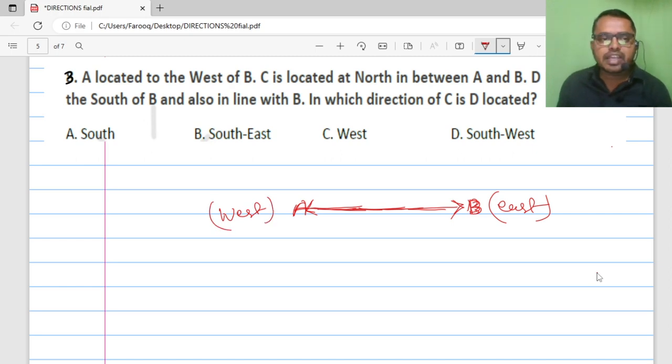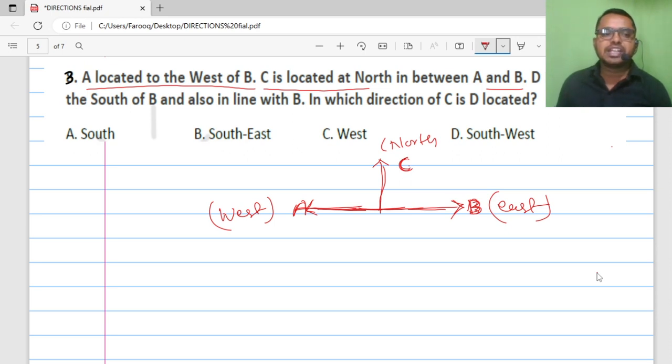And A is located to the west of B. This statement is completed. And C is located at the north between A and B. Between A and B means at the north. North means here. C is located at the north and between A and B. Between means in the middle of A and B.